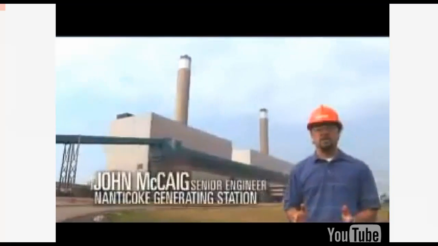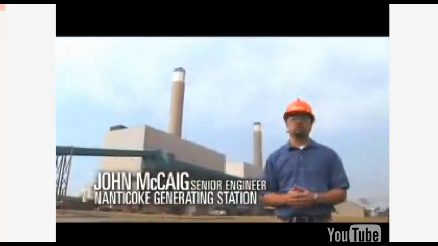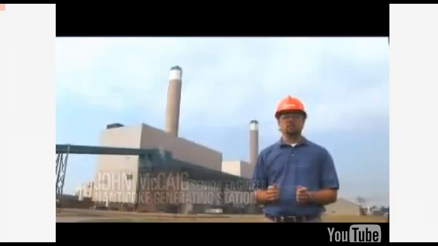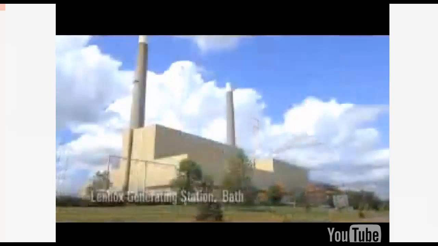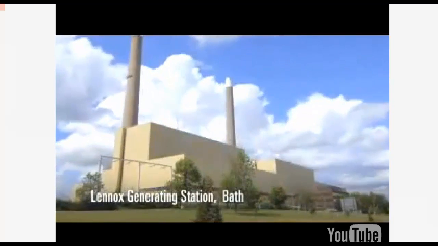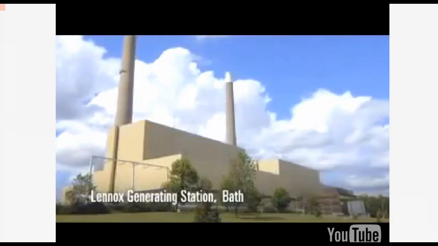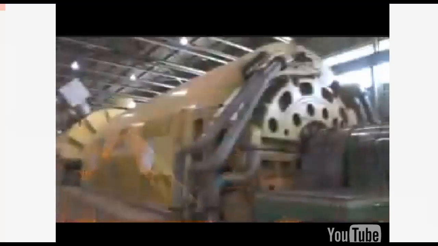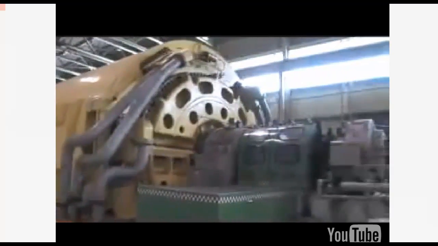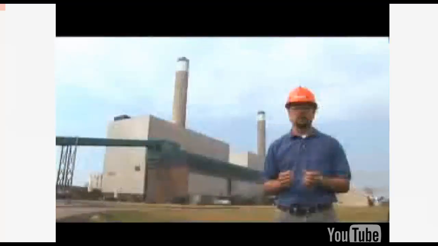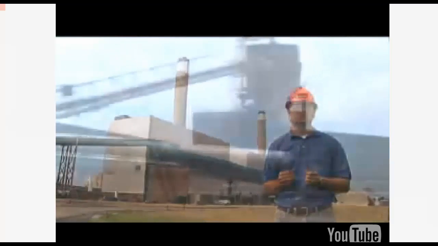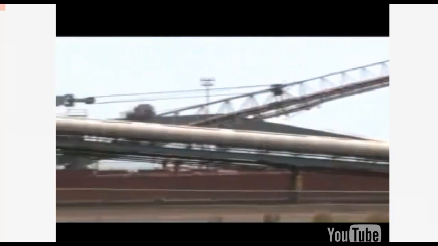The most huge building you see behind me is one of Ontario Power Generation's fossil fuel generating stations. This one uses coal. Other fossil fuel generating stations use oil and natural gas to make electricity. In essence, it's a factory that converts the energy from burning coal into a flow of electrons, or what is commonly called electricity, the electricity that powers the province.